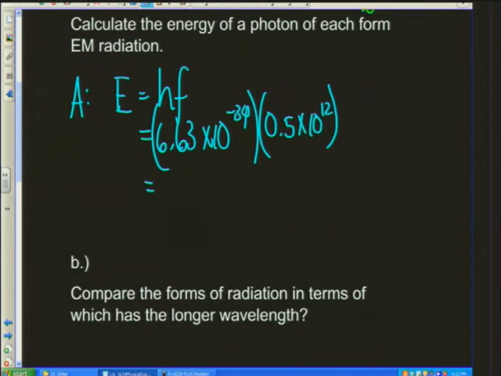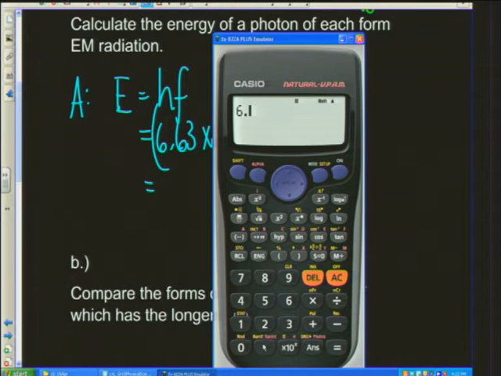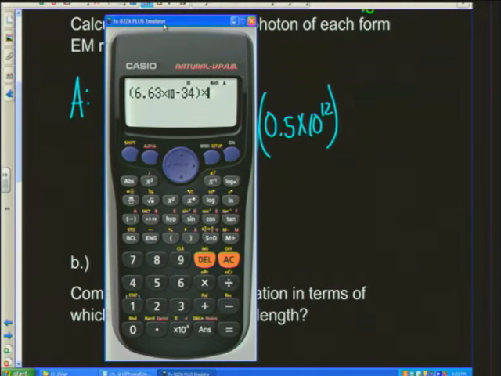Okay? Now I'm going to go across to my calculator and we can write those in. 6.63 times 10 to the -34, close brackets, multiplied by 0.5 times 10 to the power of 12, close brackets, equals. There's my answer, 3.3. I'm going to round off to 3.32 times 10 to the -22.